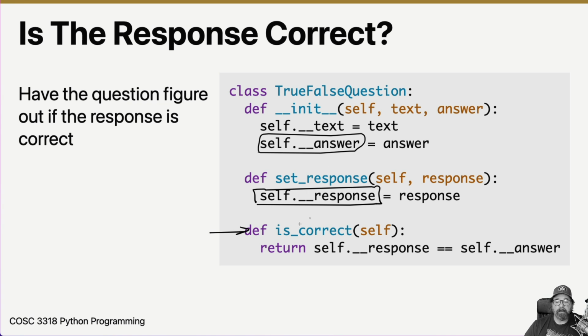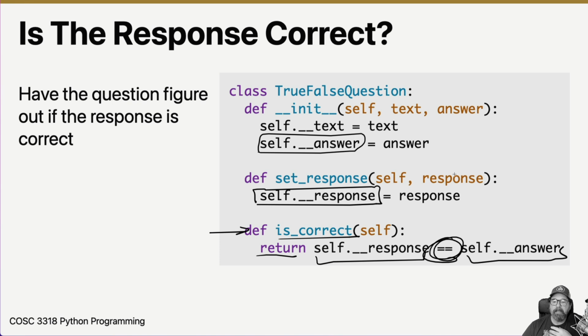So in this case here, is correct is just a Boolean value. And what we do is we return the comparison of self.response and self.answer. So if those two things are the same, then it's correct. And if they're different, then it's not correct.